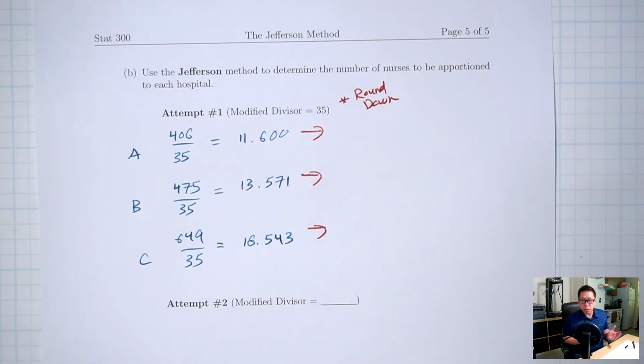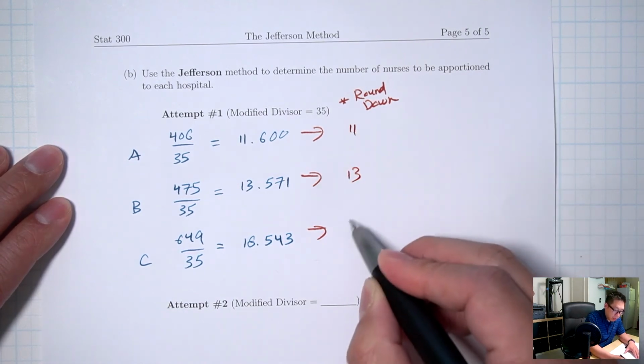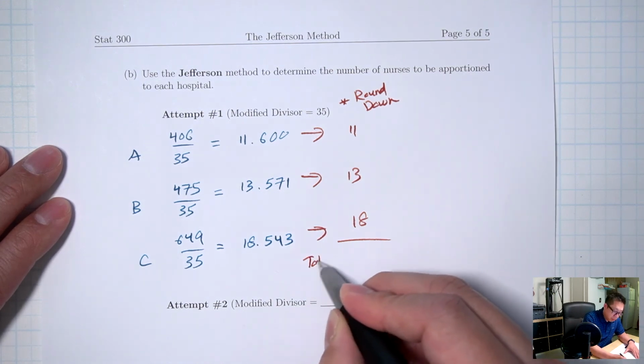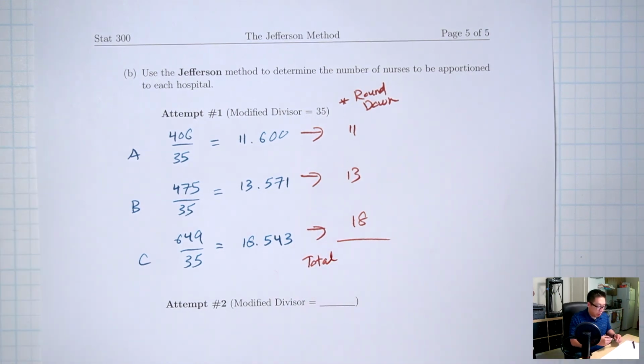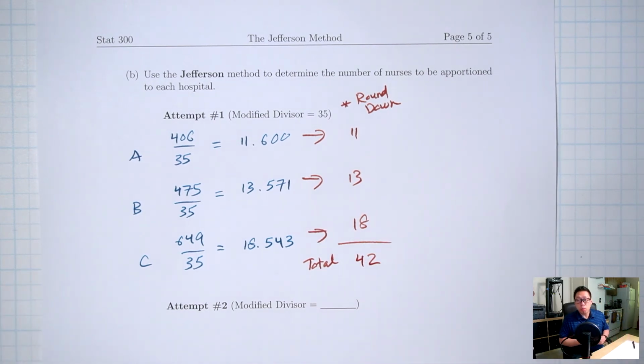Which basically means ignore the decimal. And this will be 11, 13, 18. And then you're going to check the total. 11 plus 13 plus 18 is 42. If that's the correct number you want, then you're done.